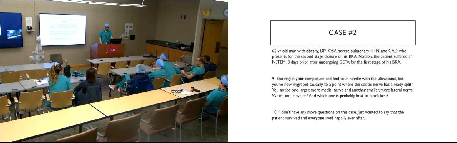I put this, which one do you block first? It's typically better to block the deeper one first so you don't mess up your view, because your ultrasound readings will then get altered if you're looking through local. So I typically block tibial and then pick out the common peroneal on my way out because it's more lateral and superficial.